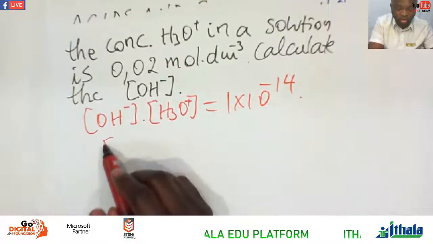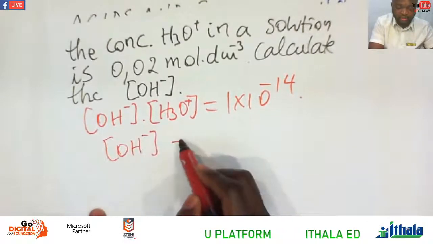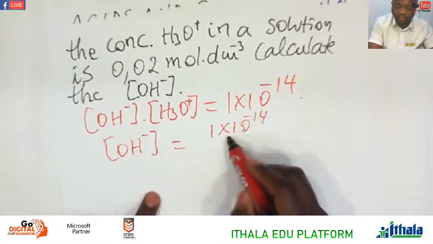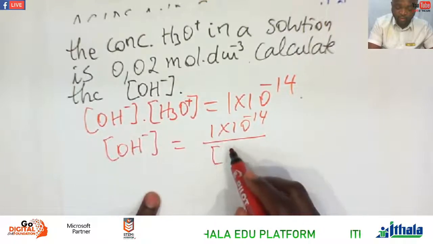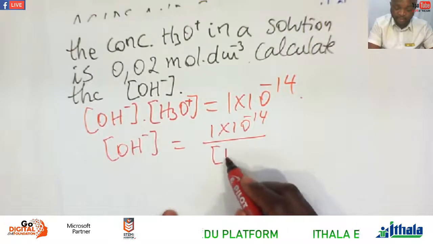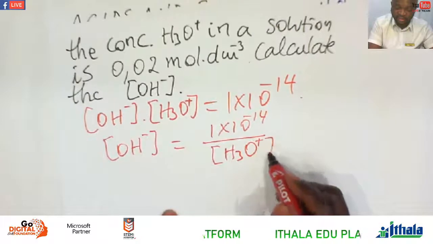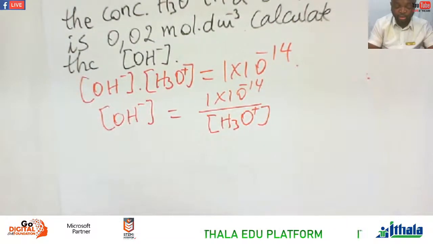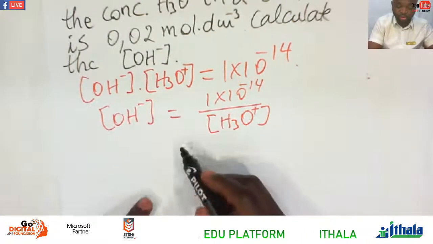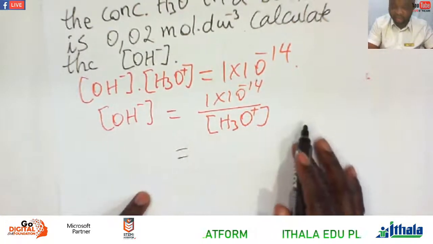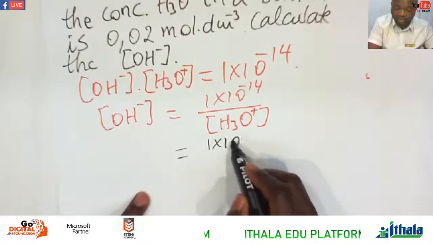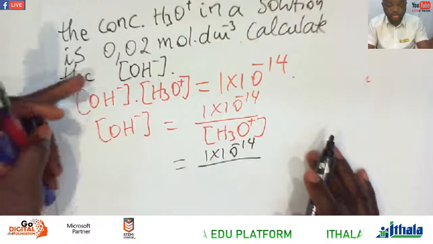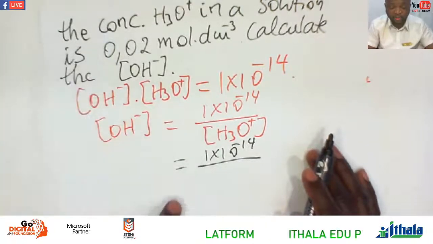So since we want OH minus, the concentration of OH minus is what? 1 times 10 to the power negative 14 divided by the concentration of H3O plus, because we are given the concentration of H3O plus. So let's do the substitutions. From this question, it gives us 1 times 10 to the power negative 14 divided by the concentration of H3O plus, which we are given as 0.02.